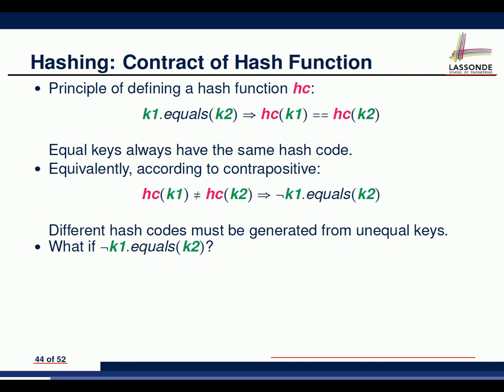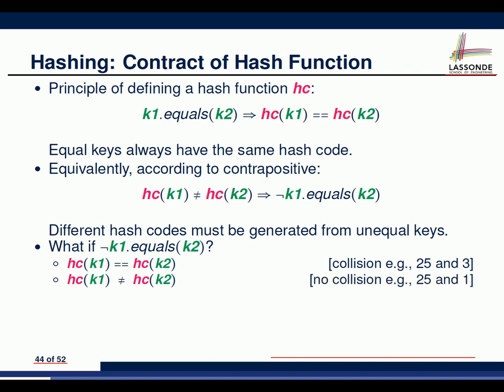Basically, the reason I'm mentioning this is don't get confused with the guiding principle. The guiding principle above must be true always. So here I'm just talking about some special cases. You have to do some case analysis. If the keys are different, their hash code might be the same, in which case, for example, 25 modulo 11 gives 3, and 3 modulo 11 also gives 3. They're different keys, but they got the same hash code: collision. On the other hand, their hash code might be different, which is natural. For example, 25 and 1 just belong to different buckets.